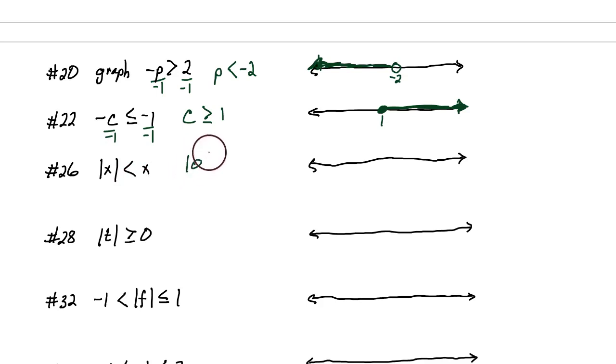Does the absolute value of 0 make a number that's less than 0? What about the absolute value of a negative number? Does that make a number that's less than the negative 2? Is the absolute value of a positive number less than the number? None of these are true. This has no solution.